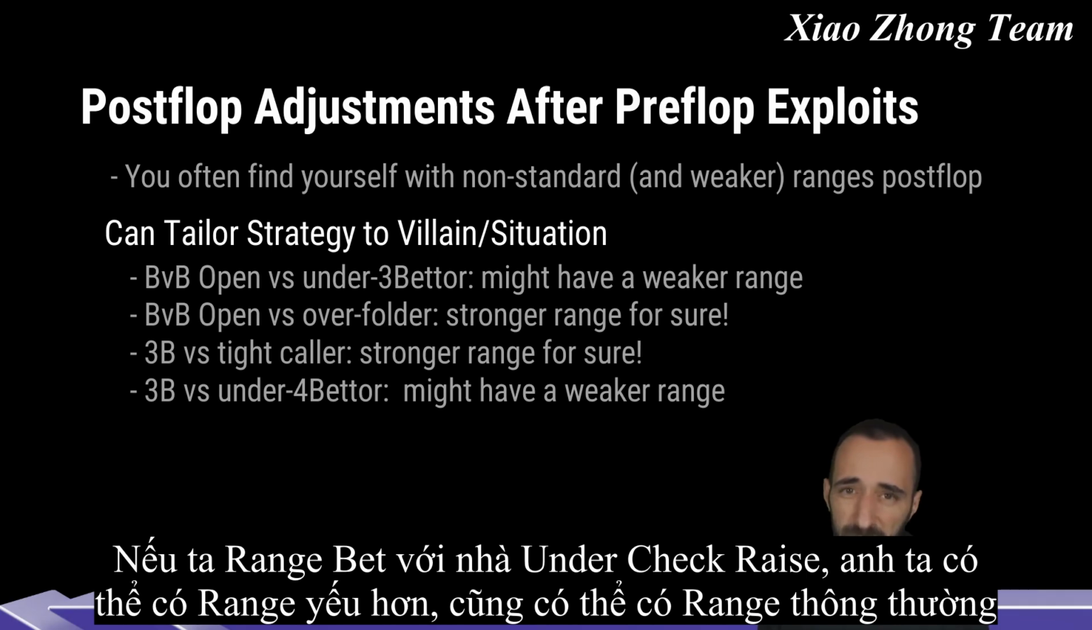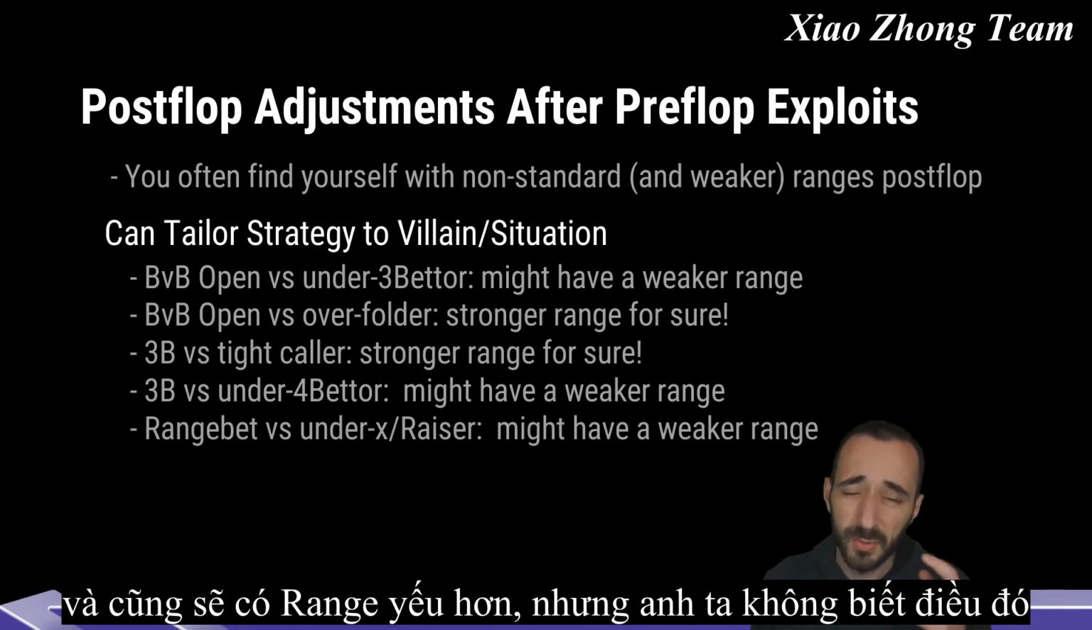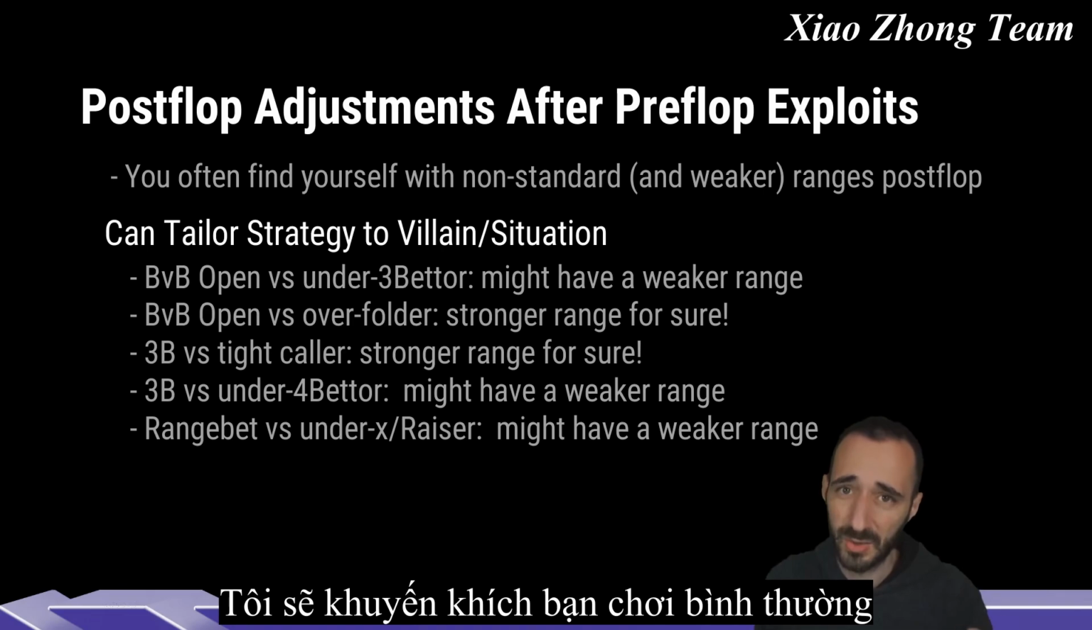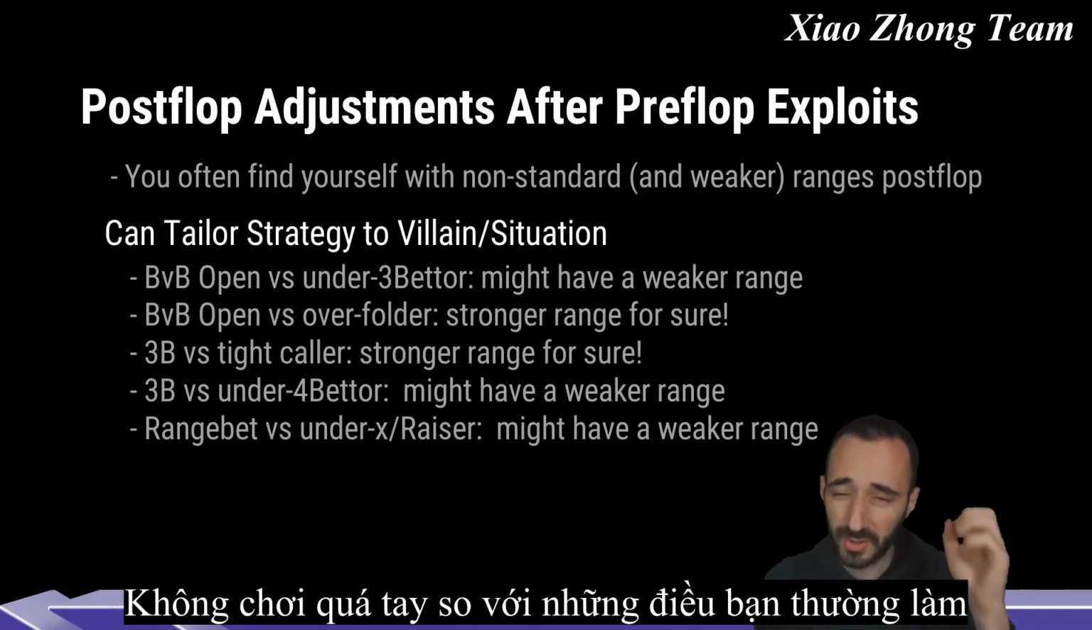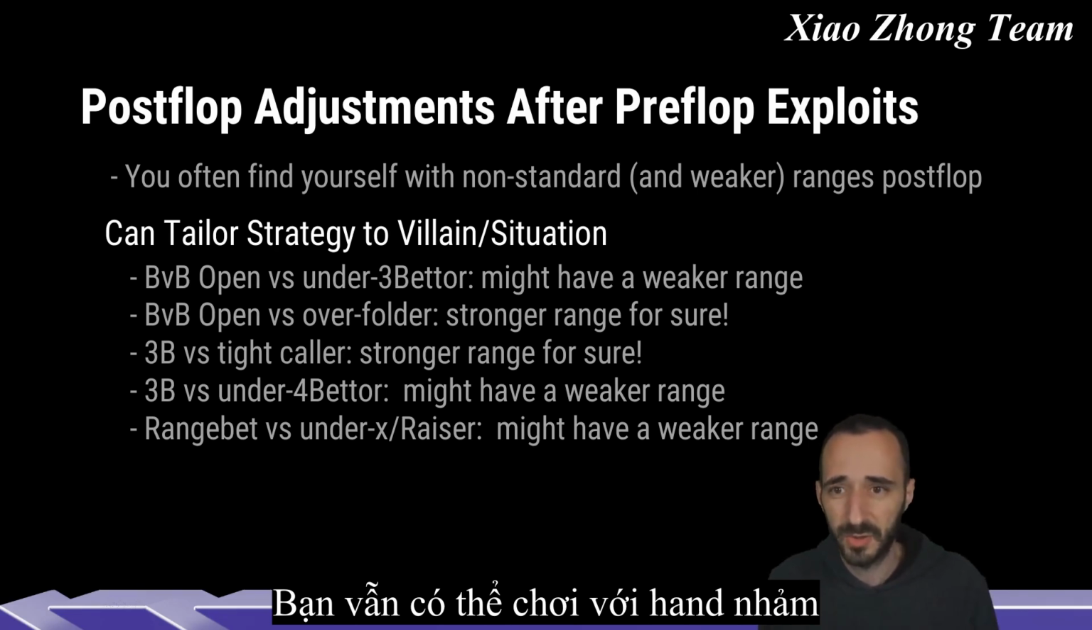So if we range bet versus an under check-raiser, he might have a weaker range, he might have a normal range. And we will have a weaker range too, for what it's worth, but he doesn't know that. So I'd recommend playing normal, not going too far off from what you would normally do, and trying not to show down the funky hands. But of course, you could play weaker with the funky hands as well.